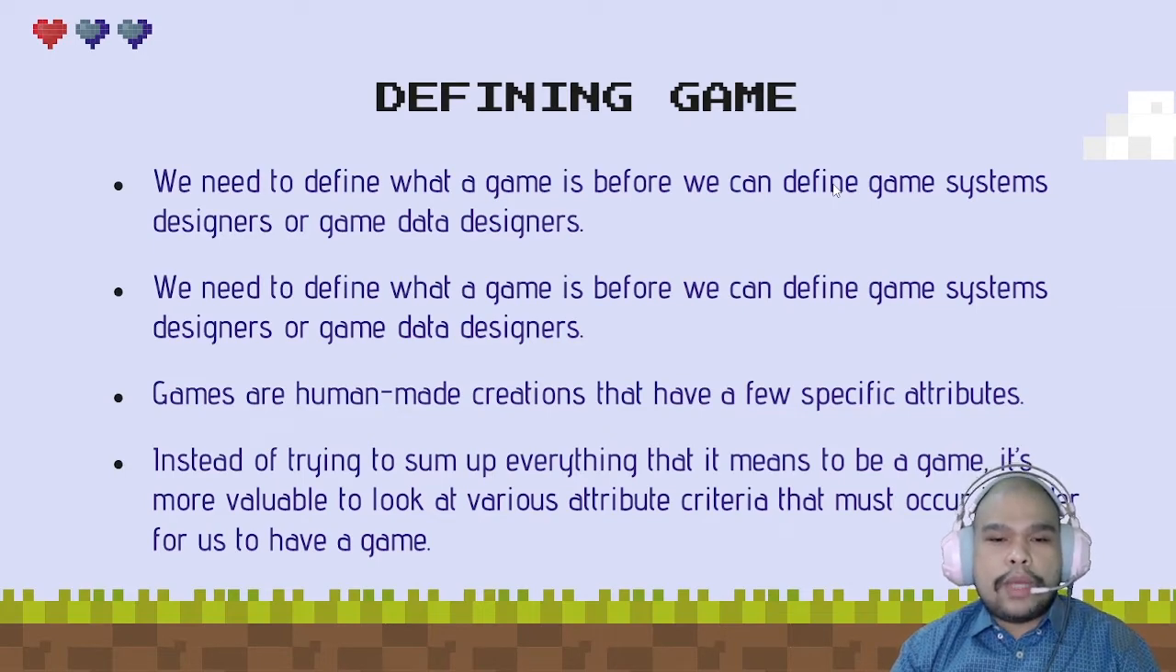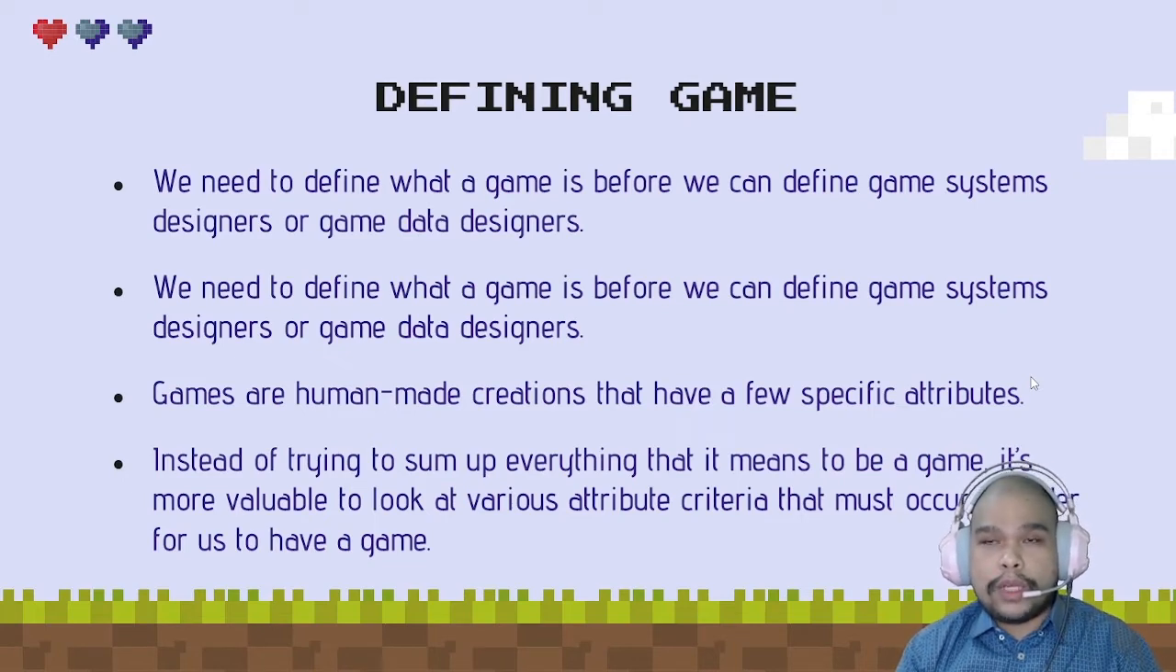Games are human-made creations that have specific attributes. So what are these attributes? We can simply refer to them as characteristics or the personality of a game. For this chapter, we'll be discussing the different types of attributes that our games have. What are the specific characteristics or attributes that an activity should have before we consider it a game? Instead of trying to sum up everything that it means to be a game, it's more valuable to look at the various attribute criteria that must occur in order for us to have a game.